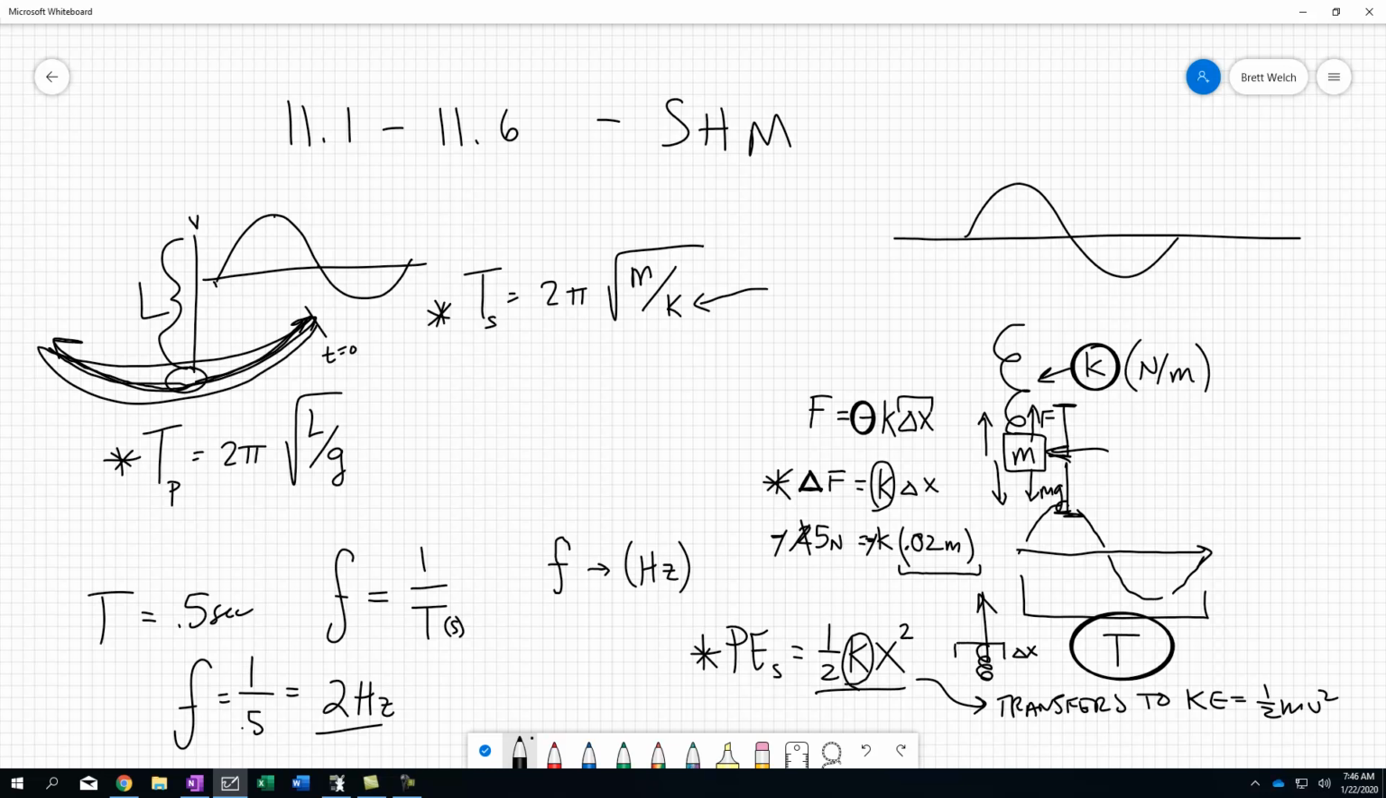Essentially what we're asking is, how many cycles get completed every second? That's what a frequency is. How many times does it complete the cycle in 1 second? I'm hoping that there's enough here to help you.